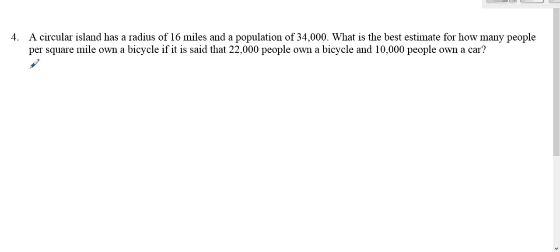A circular island has a radius of 16 miles and a population of 34,000. What is the best estimate of how many people per square mile own a bicycle if it said that 22,000 people own a bicycle and 10,000 people own a car? So the only thing we want to know is how many people per square mile own a bicycle. So we want to know how many bicycle owners per square mile.